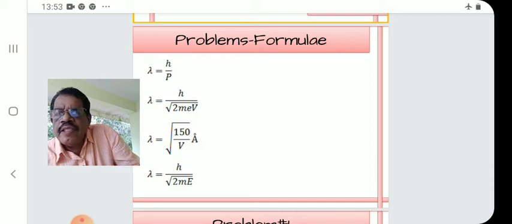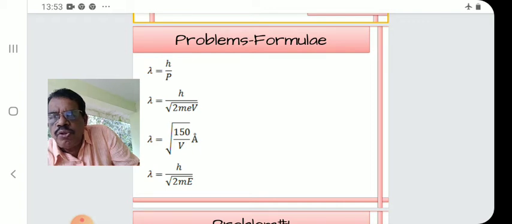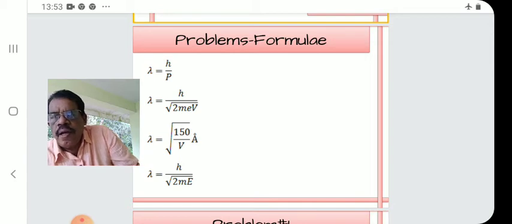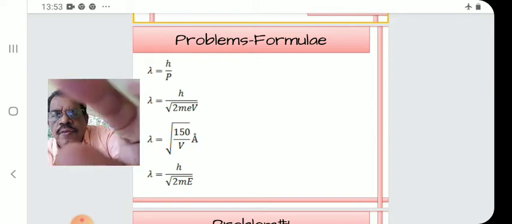There are 4 formulae. Lambda is h by p for any particle. Lambda is h by root of 2mE for an electron or a proton under a potential of V volt. Then lambda is root of 150 by V angstrom for an electron under a potential of V volt. And lambda is h by root of 2mE for a thermal neutron, where E is the energy of the thermal neutron.